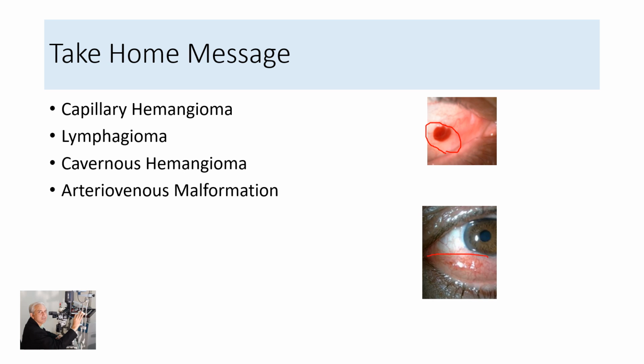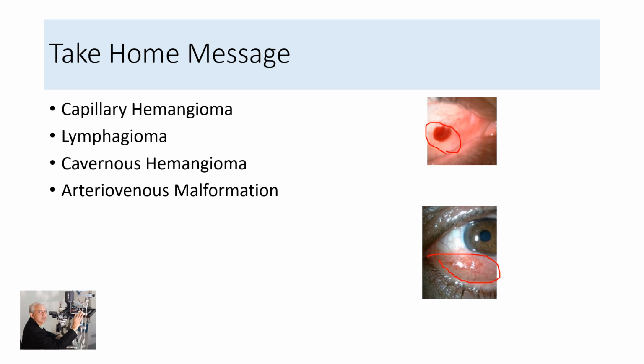And this is a lymphangioma over here, where the lymphatics are involved, and it will be more transparent. If you just push it, it will disappear, and as soon as you give an incision to it, it disappears completely.